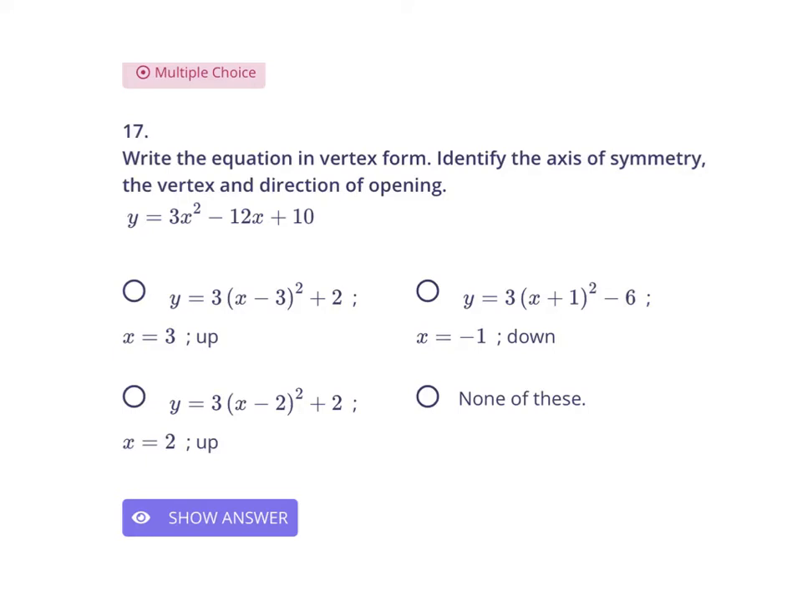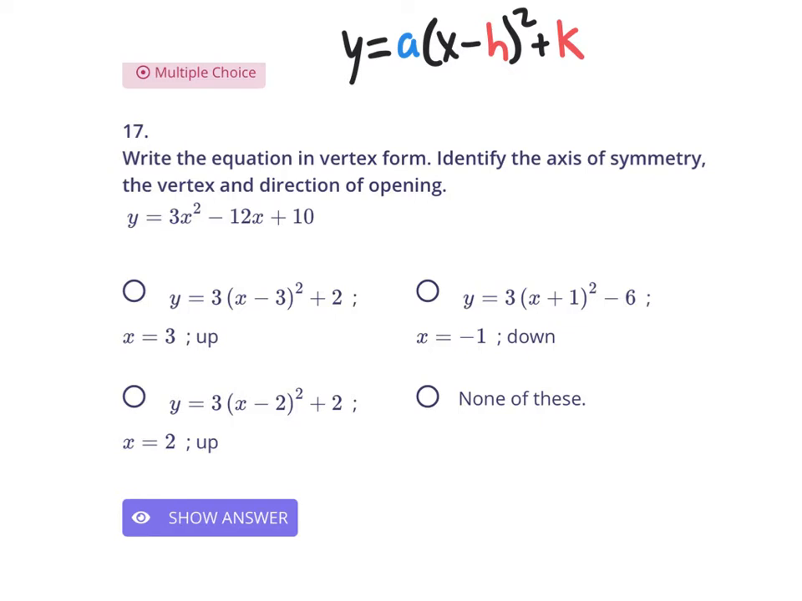So on number 17 right here, we want to write an equation in vertex form and identify the axis of symmetry, the vertex, and the direction of opening. Let's first begin by stating what vertex form is. Y equals a parentheses x minus h close parentheses squared plus k.